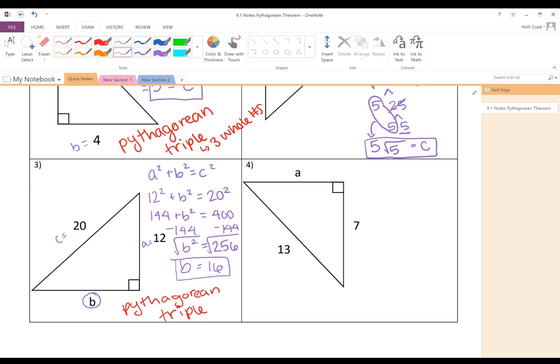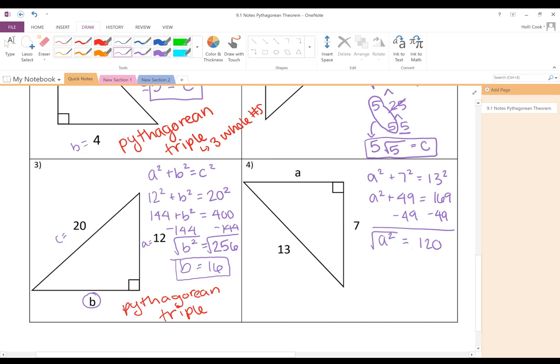This time we're missing a. We're looking for our a value. We don't know what that is, and then our b is 7. So we're going to have 7 squared equals c, which is 13, so 13 squared. Now 7 squared is going to be 49. 13 squared is 169. We want to get a by itself, so we're going to subtract that 49 over. And 169 minus 49 is 120.